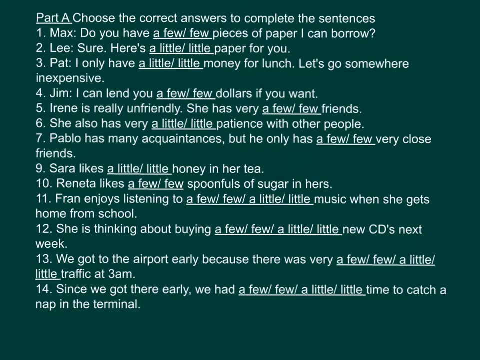Number 13. We got to the airport early because there was a little traffic at 3 a.m. Number 14. Since we got there early, we had a little time to catch a nap in the terminal.